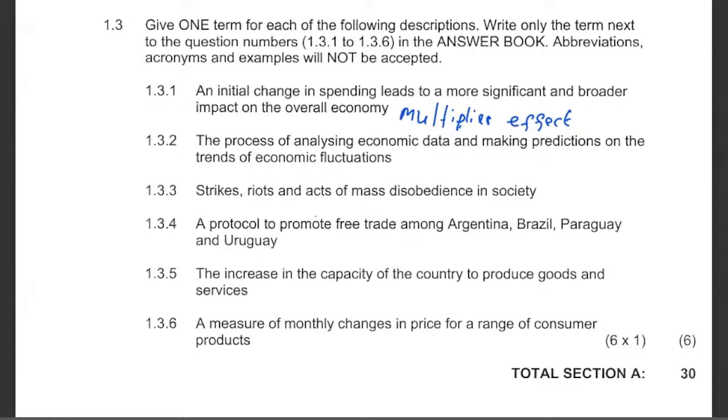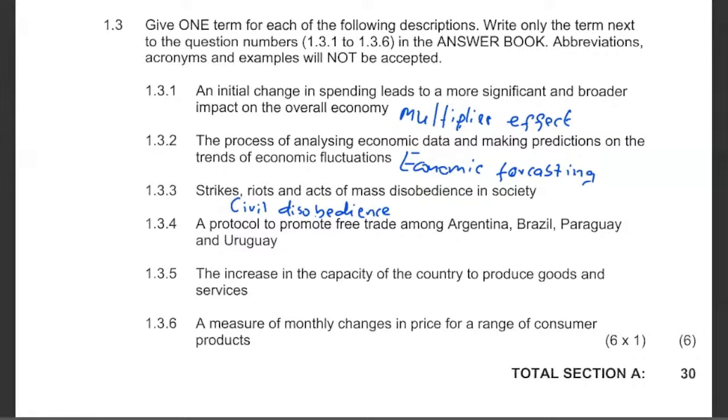Okay, right. Now the second one, 1.3.2, reads as follows: the process of analyzing economic data and making predictions on the trends of economic fluctuations. This is nothing but economic forecasting. Okay, right. Now 1.3.3 reads as follows: strikes, riots, and acts of mass disobedience in society. This is referred to as civil disobedience.